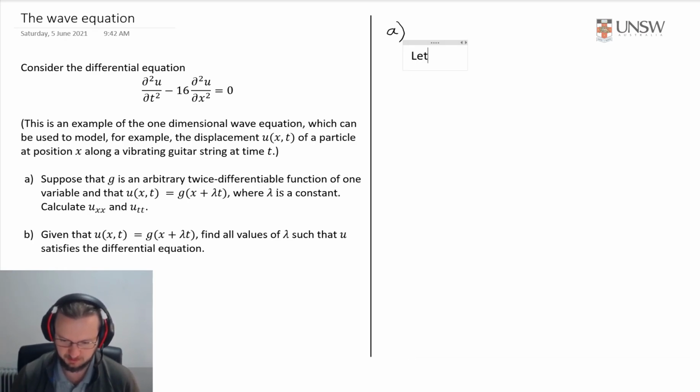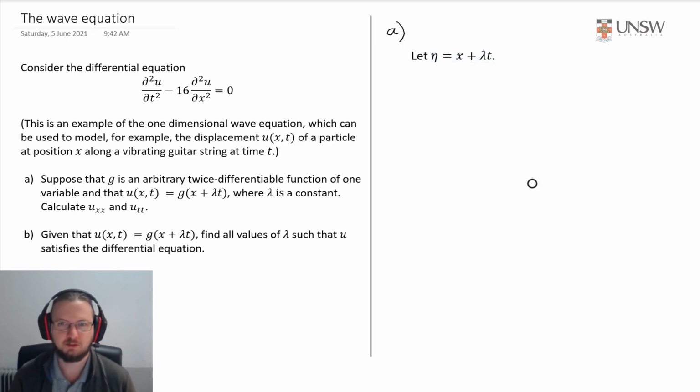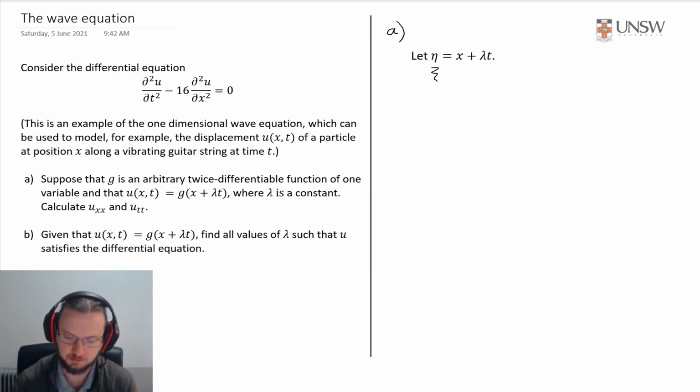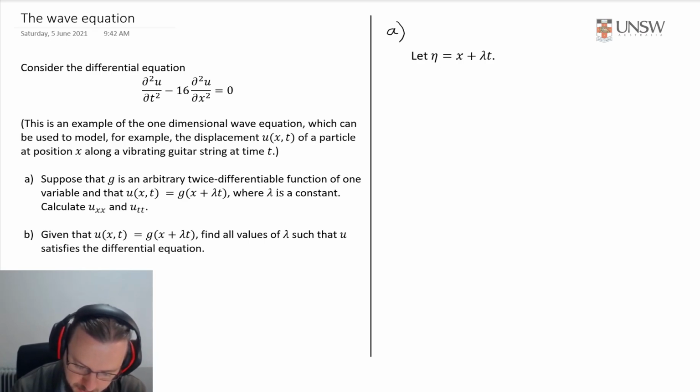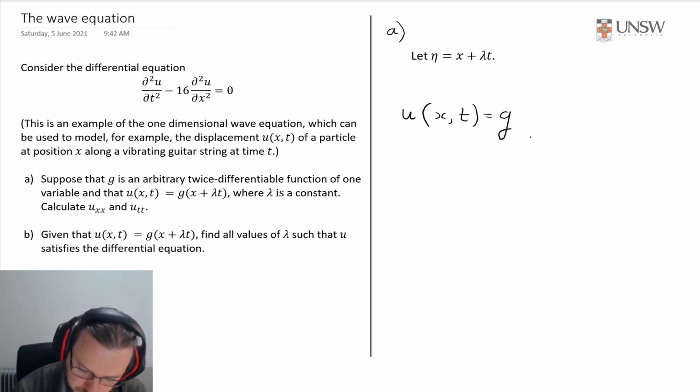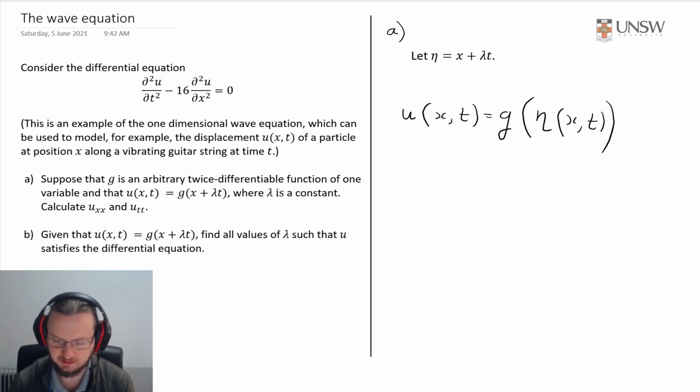So I'm going to start by saying, let's let our variable, which I'm going to call eta, this is a Greek letter eta, be x plus lambda t. So this really just makes it a bit easier for me. I have one variable, g is a function of one variable, and here is that one variable. So we have u, which is a function of x and t, is a function of g, which is a function of eta, which is a function of x and t.